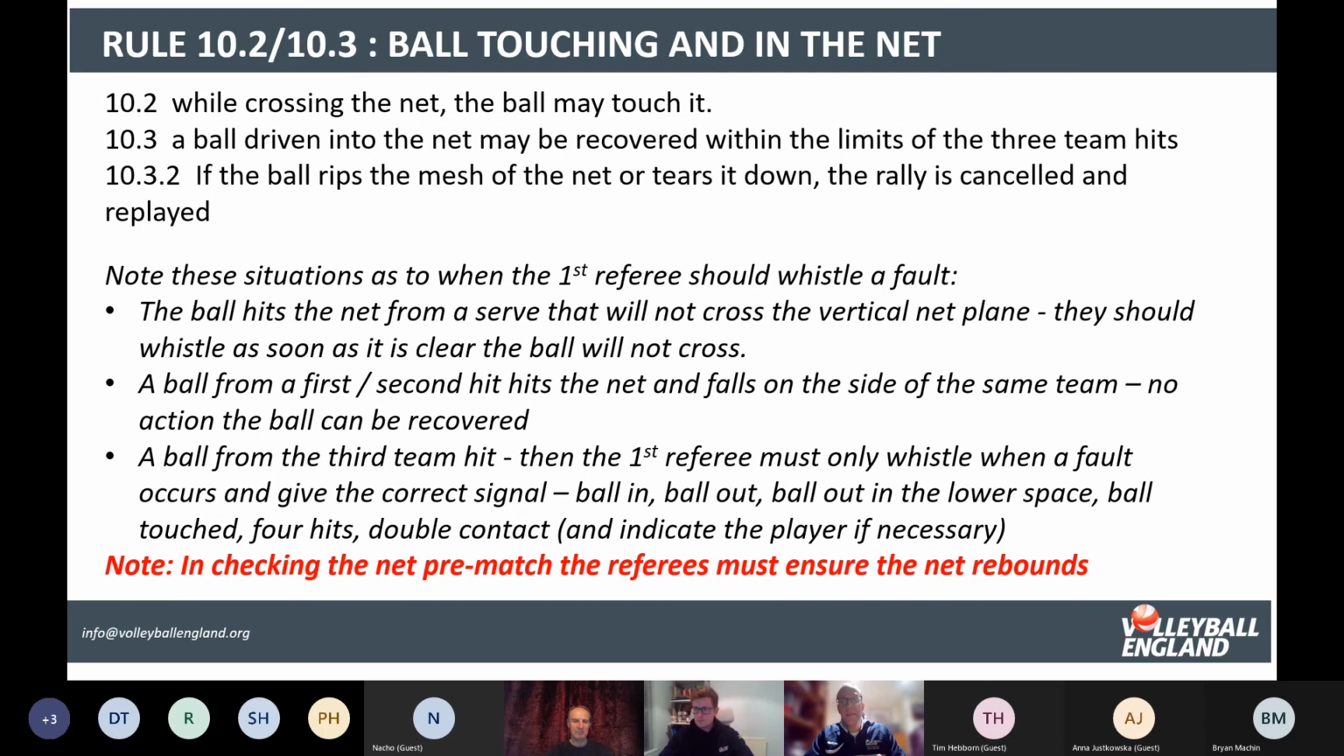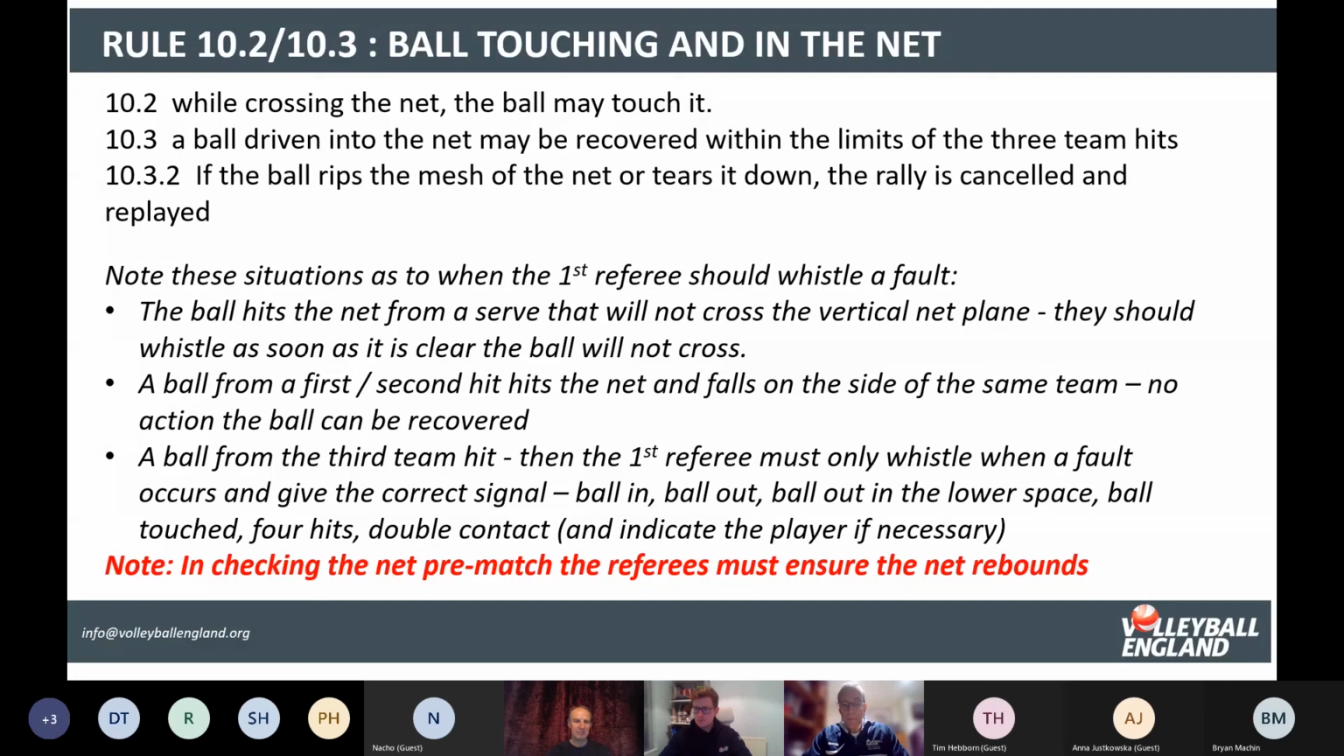Okay, but in these situations, be clear as a first referee when you're going to whistle a fault. When the ball hits the net from a serve and it's not going to cross the vertical net plane, then you whistle as soon as you are clear the ball is not going to cross. You don't have to wait for it to hit the ground or hit a player or anything. As soon as you know it's not going to cross the net, you whistle the service as a fault.